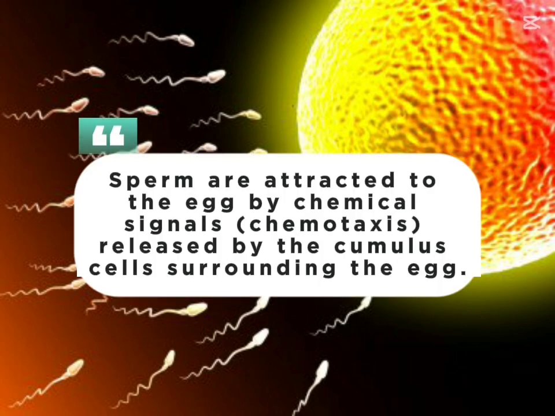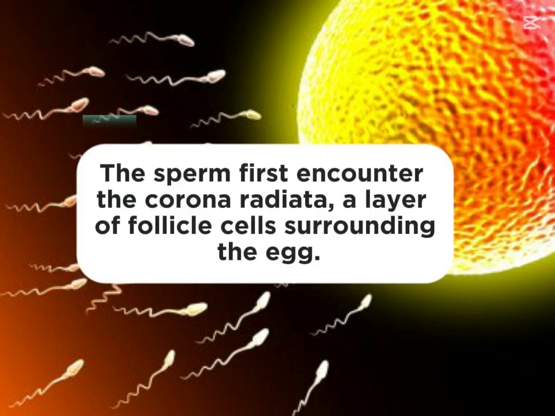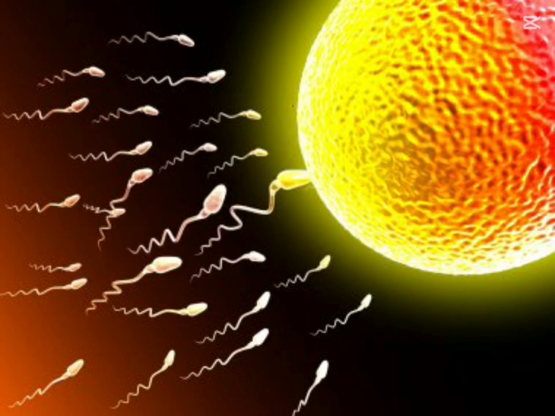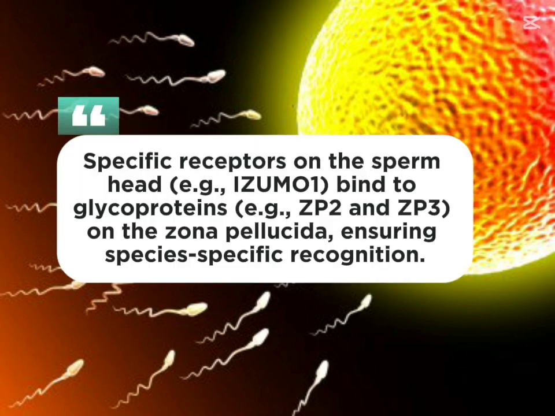Sperm are attracted to the egg by chemical signals (chemotaxis) released by the cumulus cells surrounding the egg. The sperm first encounter the corona radiata, a layer of follicle cells surrounding the egg. They then reach the zona pellucida, a thick, glycoprotein-rich outer layer of the egg. Specific receptors on the sperm head, e.g., Izumo-1, bind to glycoproteins, e.g., ZP2 and ZP3, on the zona pellucida, ensuring species-specific recognition.